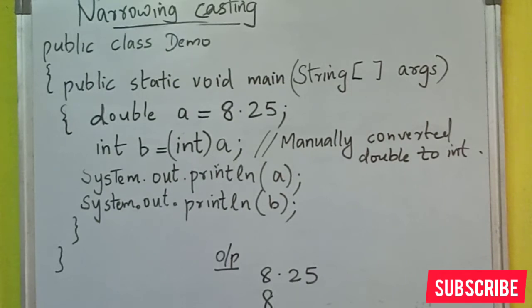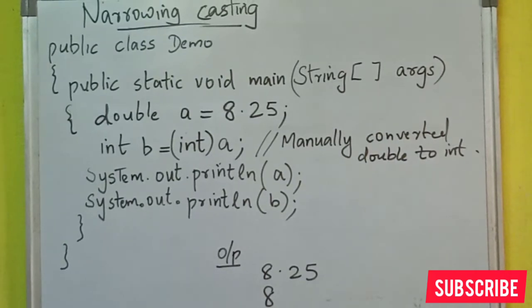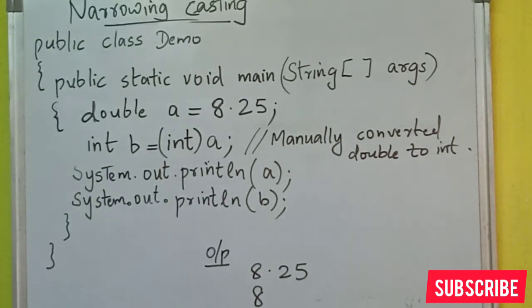Then in the second line, another variable b is initialized as an integer data type, and I am going to convert the variable a, which is 8.25, to an integer value. After converting 8.25, which is a floating point number, to an integer number, we will get 8 as the output. So in order to convert that 8.25, which is stored in the variable a, to an integer data type, I am using narrow casting here, in which first of all I specify the data type to which I am going to convert the particular variable a.